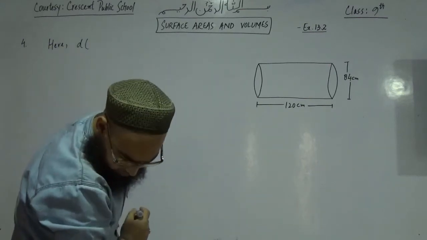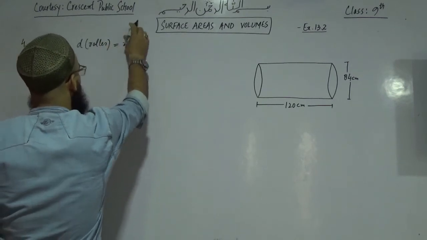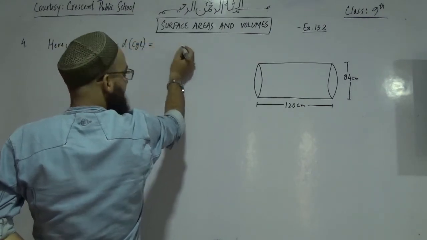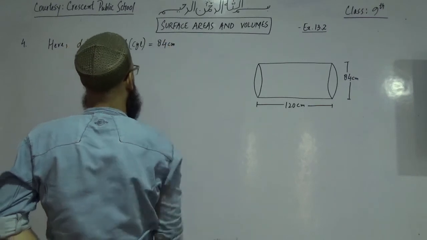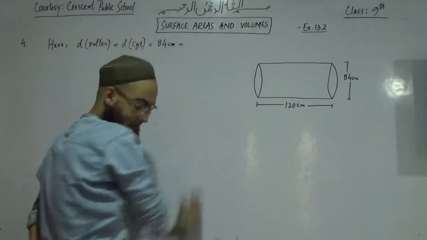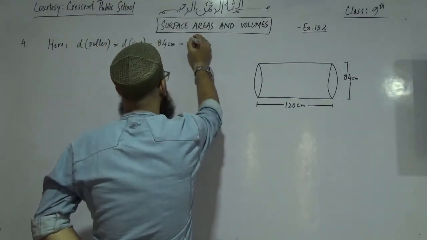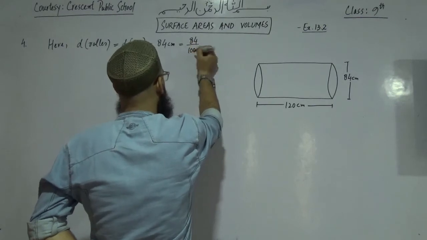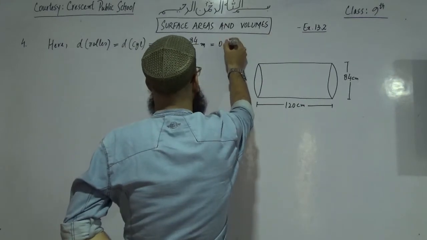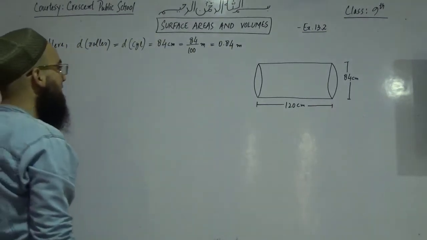The diameter of the roller is the diameter of the cylinder, and that is how much? 84 centimeter. Let's convert this to meter, because at the end you have to go in meters. So you'll get 84 divided by 100. On dividing by 100, you are in meters. So that will give you 0.84 meter. So 0.84 meter is the diameter of a roller.